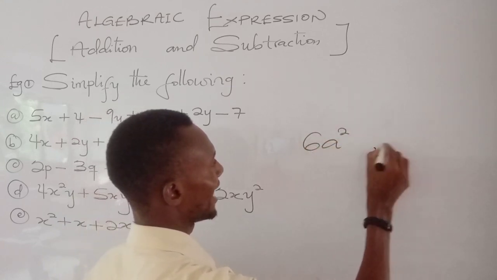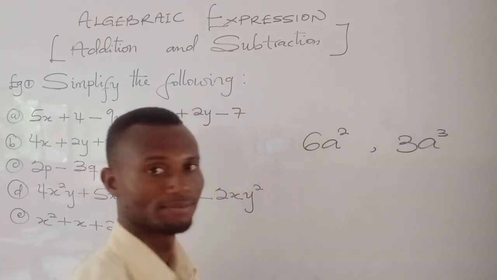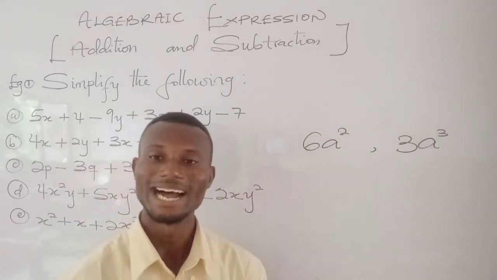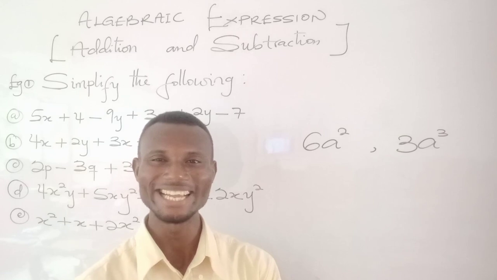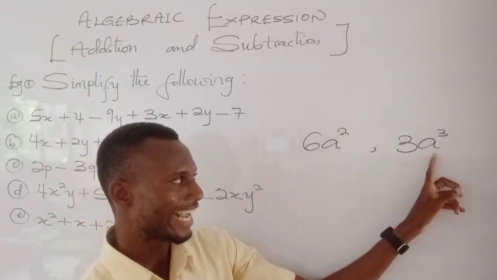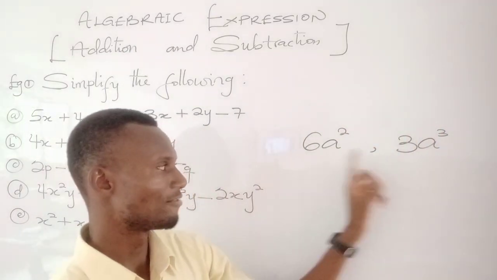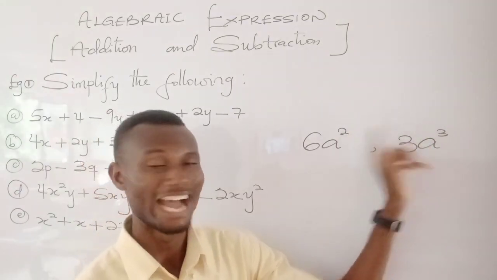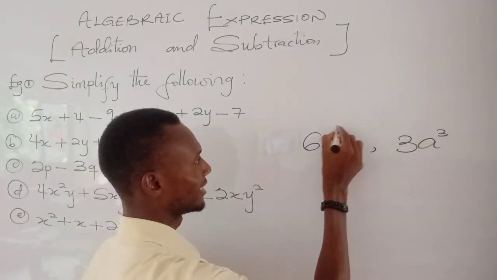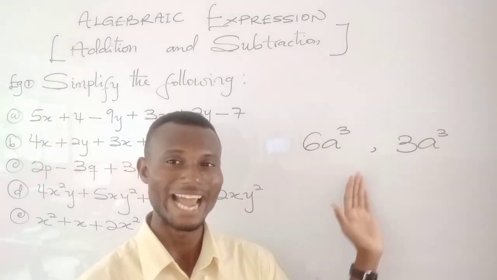6a squared and 3a to the power 3. I have 6a squared and 3a to the power 3. Are they like terms? No, they are not like terms. Why? This is a to the power 2, this is a to the power 3. So they are not like terms. Though the variables are the same, the powers are not the same, so they are not like terms. Unless maybe I change this one also to power 3, then now we can say they are like terms.